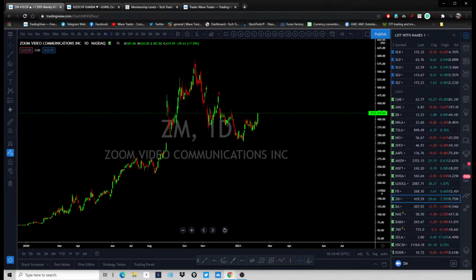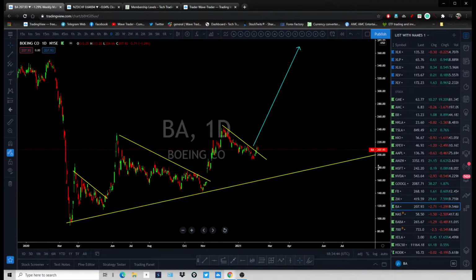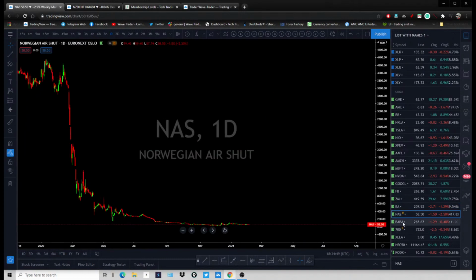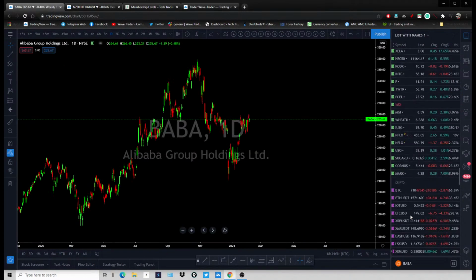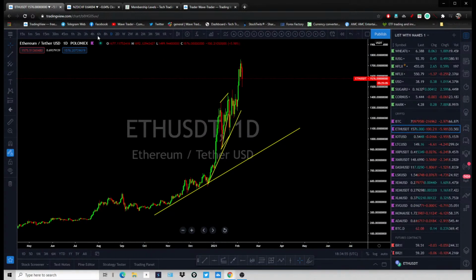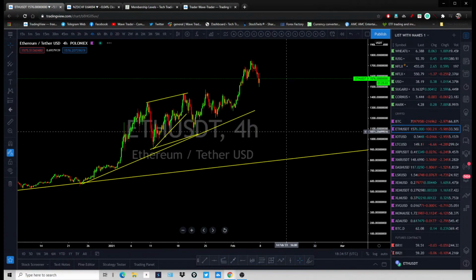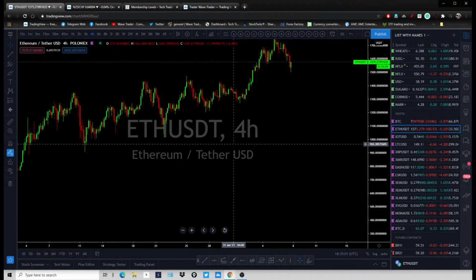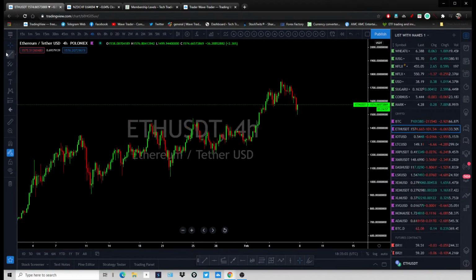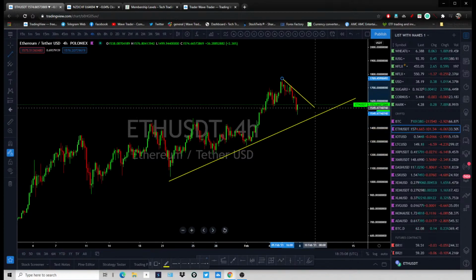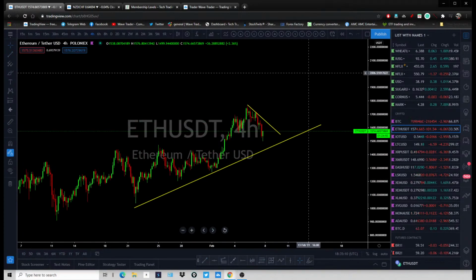Zoom, yes, continues to go higher, and this one to break out. Boeing to break out and continue to keep pushing higher. Now let's look at Ethereum. Ethereum just keeps rising. Again, not the best chart for us at the moment, because it is trending and can fall back at any time. So just stay trending as long as price is trending, breakout and keep pushing higher.